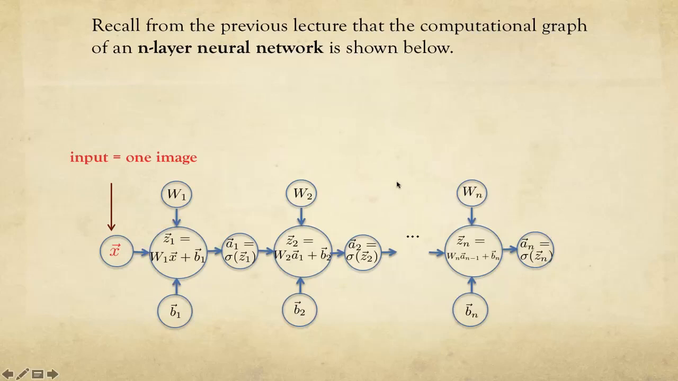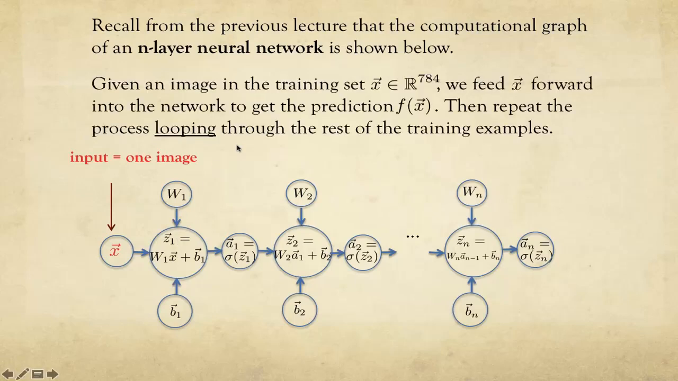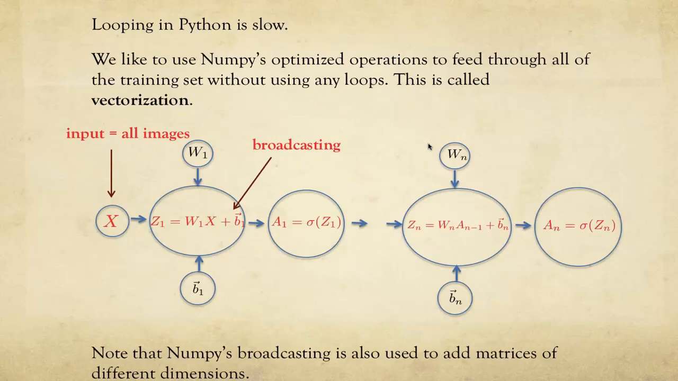So if we were to do this with our training set, we have to apply the network to one image, then apply it to another image, and keep applying this whole network to individual images. So we need some kind of loop to feed forward these images and get the prediction f of x, and then loop through all the training examples. It turns out that in Python, looping is a slow process.